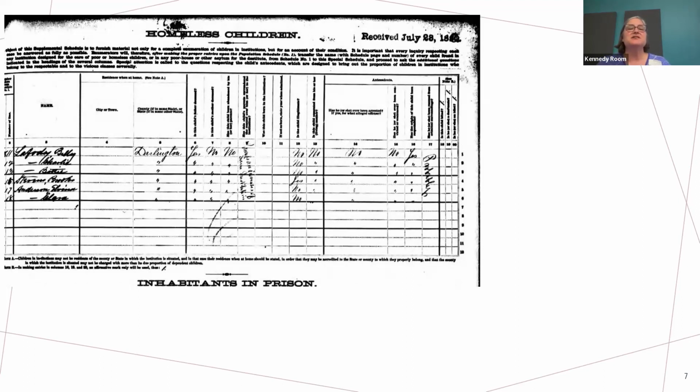Okay, sorry about that. But homeless children, they were trying to figure out the good from the bad, and just see who was where. Okay, the sixth schedule included the inhabitants in prison.